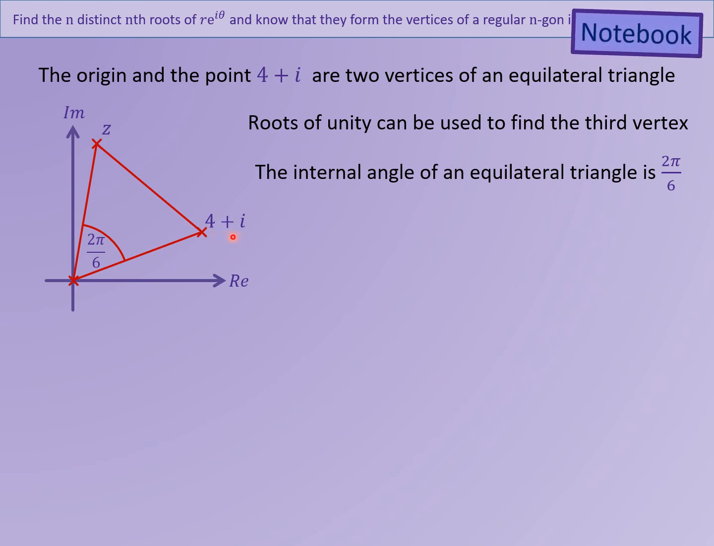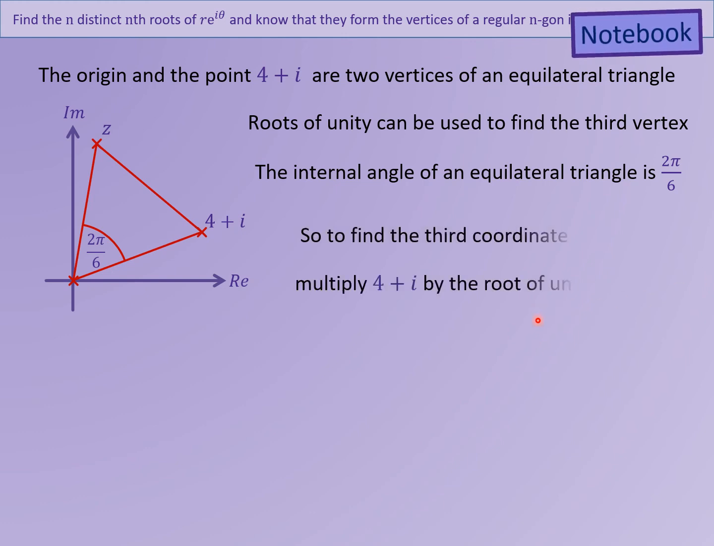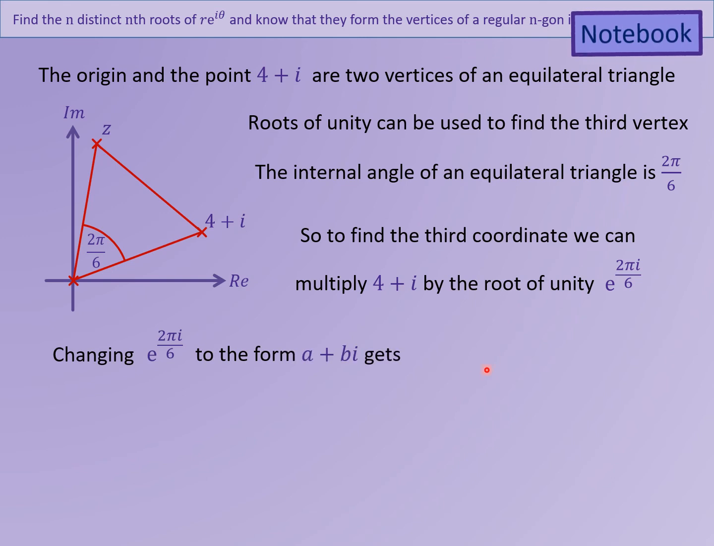Well, if I know that that's 4 plus i, how do I rotate round to there? I need to multiply by e to the power 2 pi over 6 i, which is where that comes from. Now, if I multiply it by that root of unity just there, then it should take me round to the next bit.